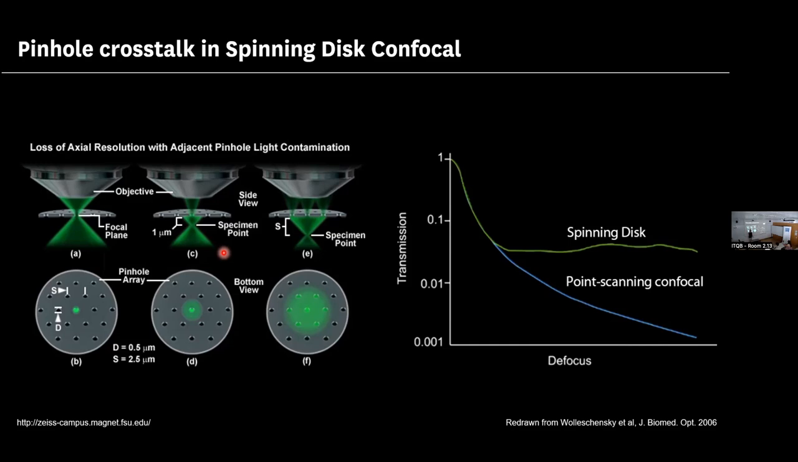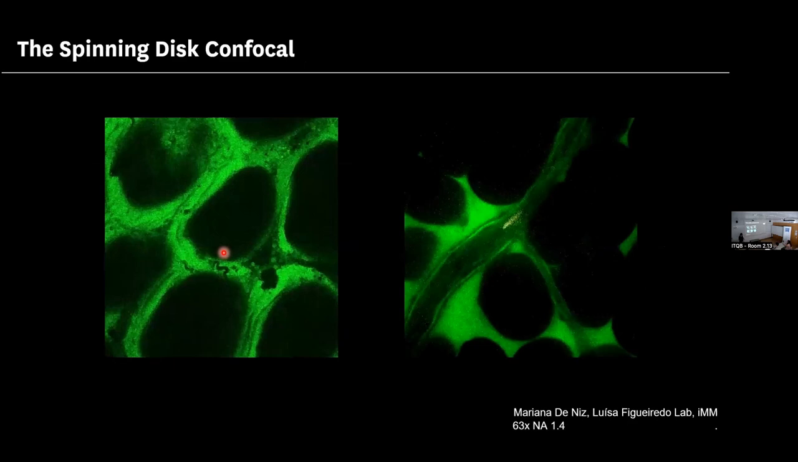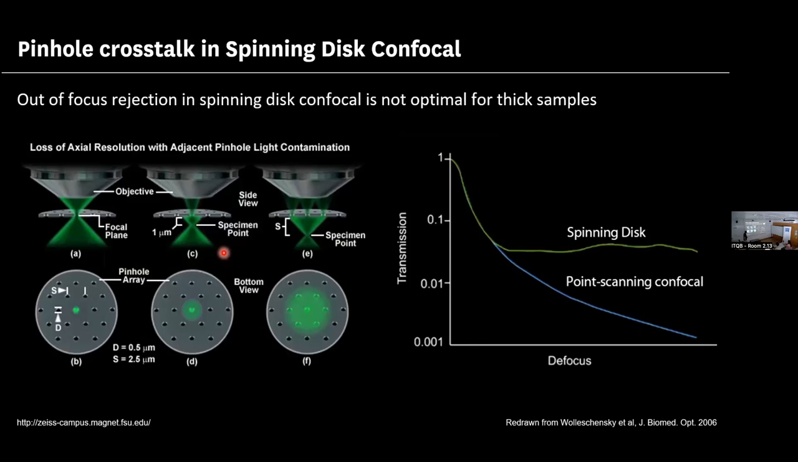But if you're looking at brain slices, or even in the intravital imaging of Mariana, you can see some blurring here. If we were to image this in the point scanning confocal, the image would be much sharper. It would have less background. You'd see a much thinner optical slice. But it would just not be fast enough to image if there was some parasite. Okay, so the out-of-focus light rejection on the spinning disk is not optimal for very, very thick samples. But for bacteria, for cells, for thin samples, it's absolutely fantastic.